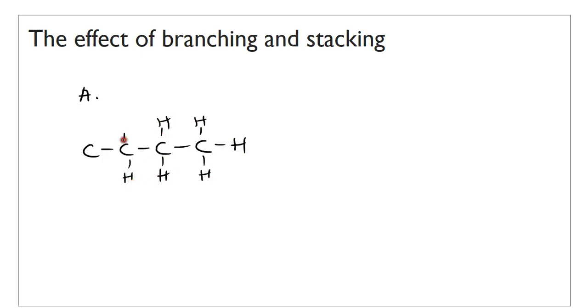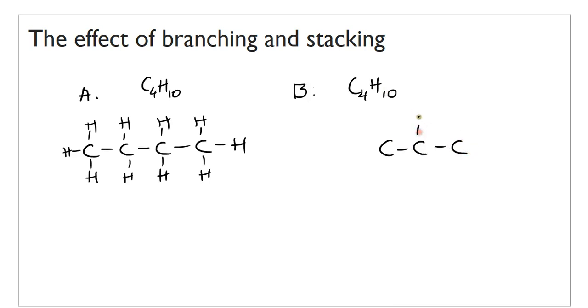Okay, life is too short to be drawing hydrogen atoms, but here I am. And then B, C4H10, so 4 carbon atoms, 10 hydrogen atoms, and B is going to have the same number of atoms, but the distribution is different. So B is actually methylpropane. It looks like this. So the question is, would they have the same boiling temperature?